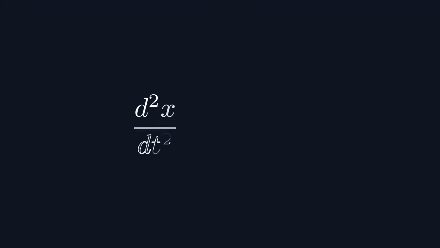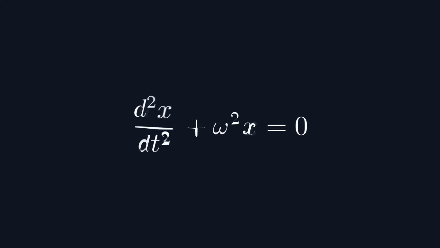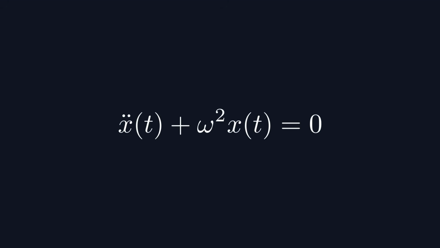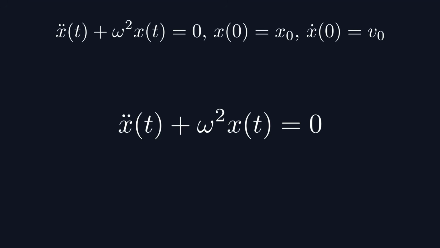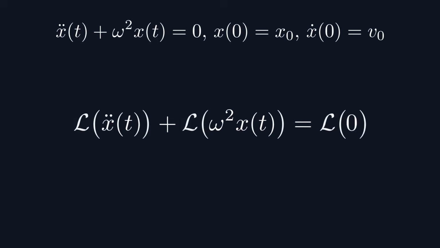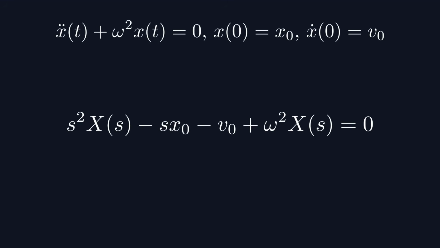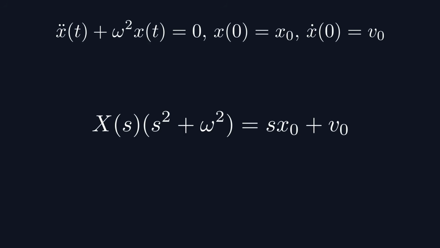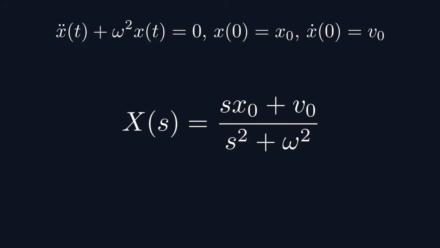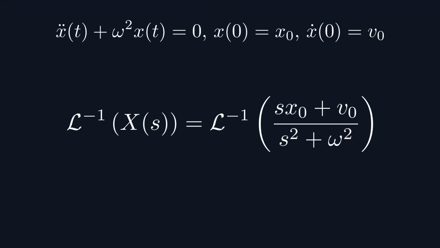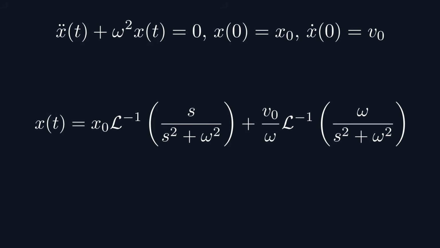Example, let's solve this ODE that describes simple harmonic motion. Before that, let's use a different notation. The dot over x just indicates the time derivative, and two dots indicate order 2. Let's impose some initial conditions. Take the Laplace transform of both sides and obtain capital X of s. Use the inverse Laplace transform to obtain x of t.